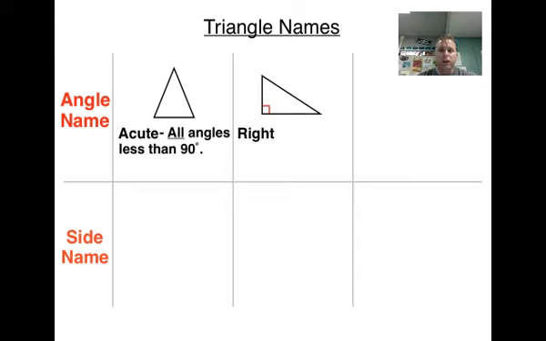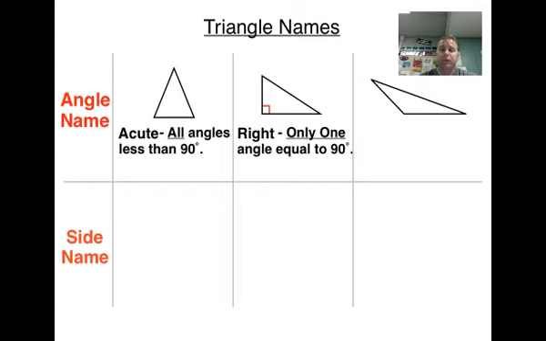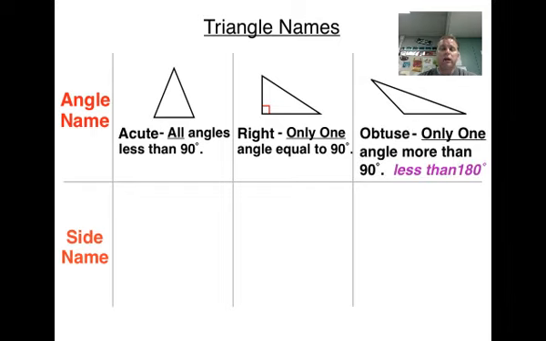Okay, next you have your right triangles, and those are triangles that have one 90-degree angle. And you can only have one 90-degree angle, and we'll talk more about that in a little bit. Then we have our obtuse triangles, and they have only one angle more than 90, but it has to be less than 180, otherwise it's not a triangle. When I think of the word obtuse, I think of obese, which means fat. It's not real nice, but that's how I think of obtuse. And then acute is nice and small and tiny.